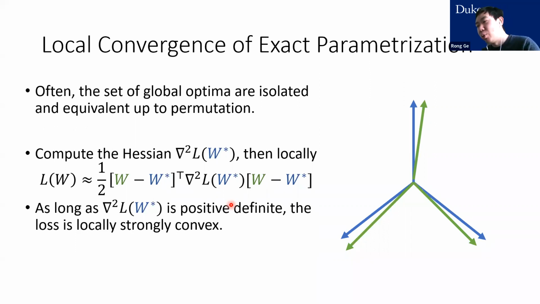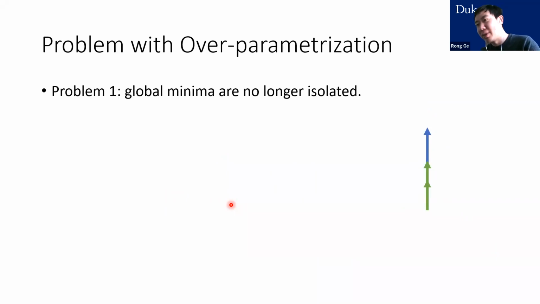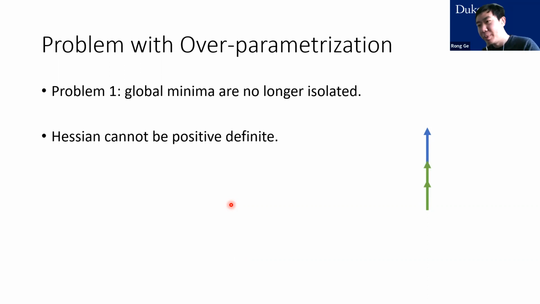So that's why local convergence results are, at least conceptually, not very surprising for exactly parameterized models. So what can go wrong when we overparameterize? There can be a few different problems. The first problem is that the global minima are no longer isolated. You can actually move continuously between different global minima.